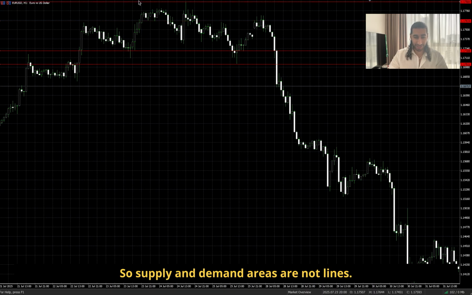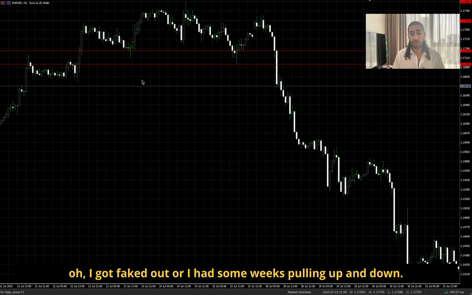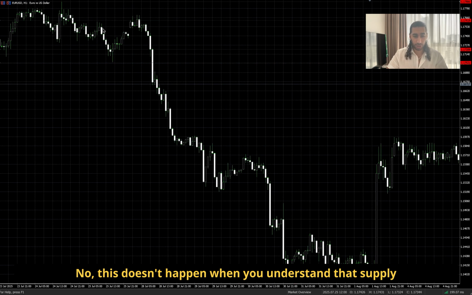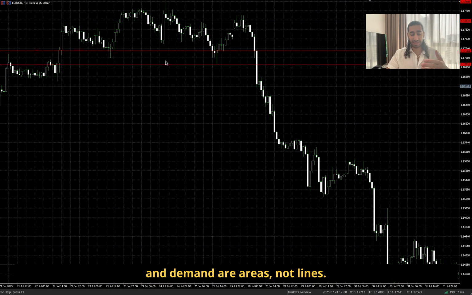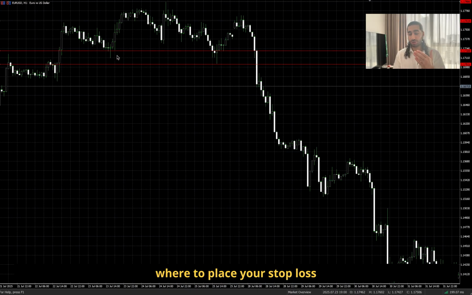So supply and demand areas are not lines. When you see people drawing lines of support and resistance, it is very inaccurate. This is why they keep talking about, oh, I got faked out, or I had some wicks pulling up and down. No, this doesn't happen when you understand that supply and demand are areas, not lines. So this whole area you want to be careful of. And this is very important to know where to place your trade, where to place your stop loss, and where to place your take profit.